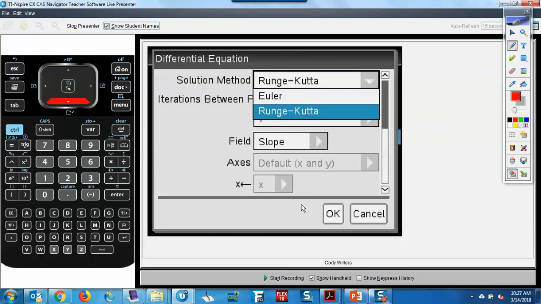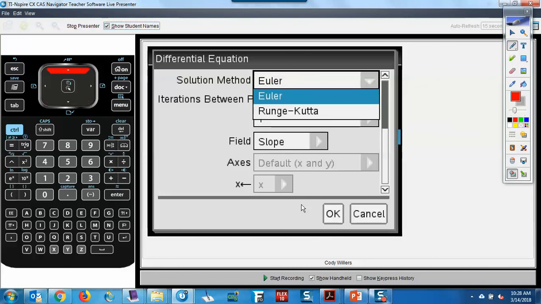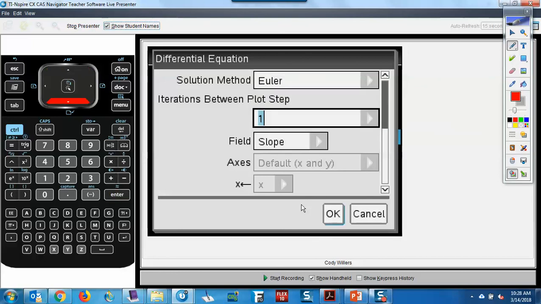It's better. So you get a better approximation, but it's more complex, and we don't want to get into it. Euler, we want to do Euler because that's what we're comparing to. So you want to make sure it says Euler. Okay, so keep it as Euler. And the rest of this we want to keep the same.